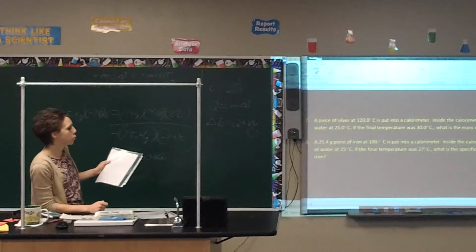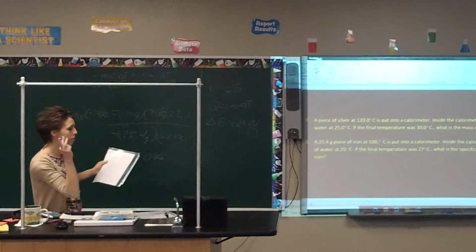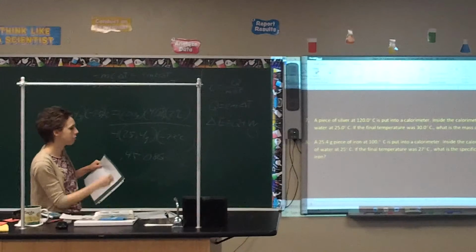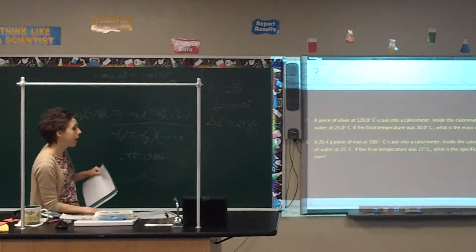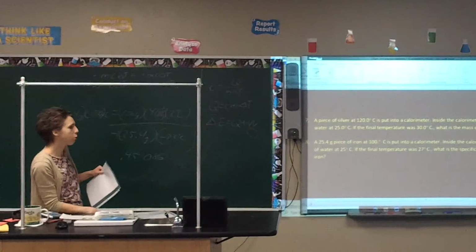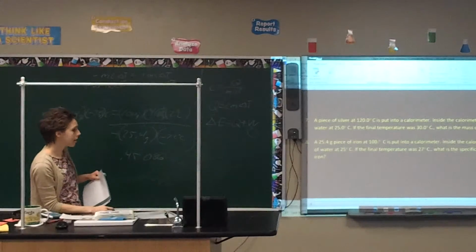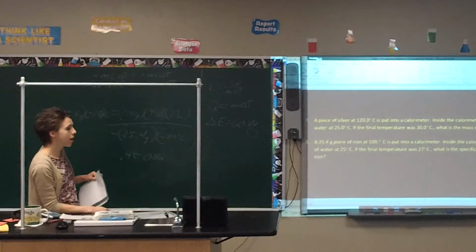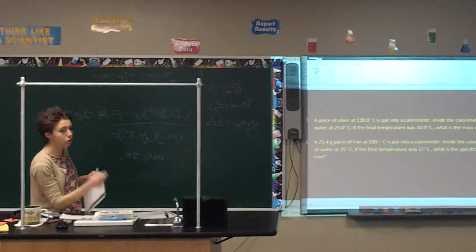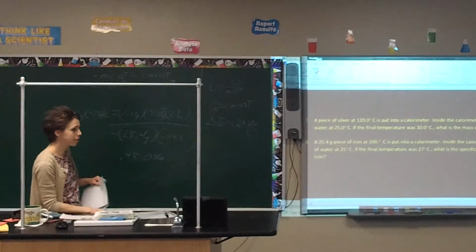Now, looking at my values, how many sig figs should I have? So I started off with 25.4 grams, so that's 3 sig figs. 100 degrees Celsius with a decimal point, that's 3 sig figs. Inside the calorimeter, there's 100 grams of water, 3 sig figs. 25 degrees Celsius, 27 degrees Celsius. Now there's only 2 sig figs in 25 and 2 sig figs in 27.